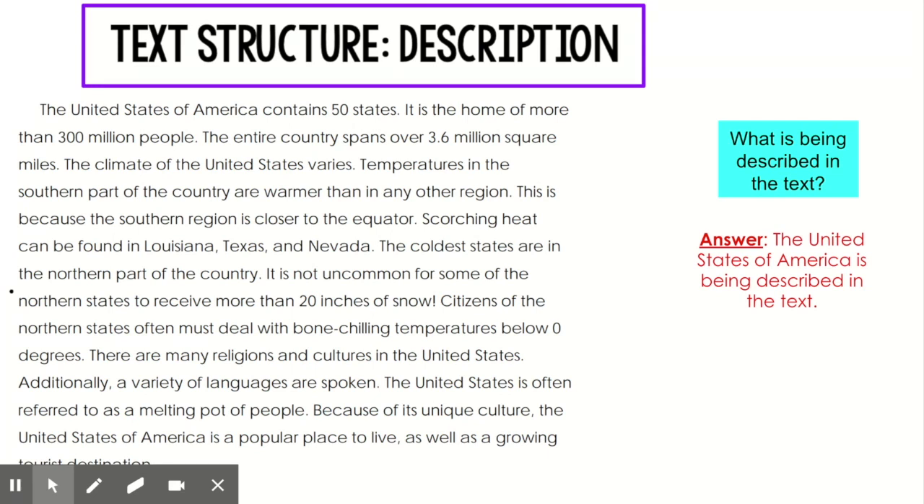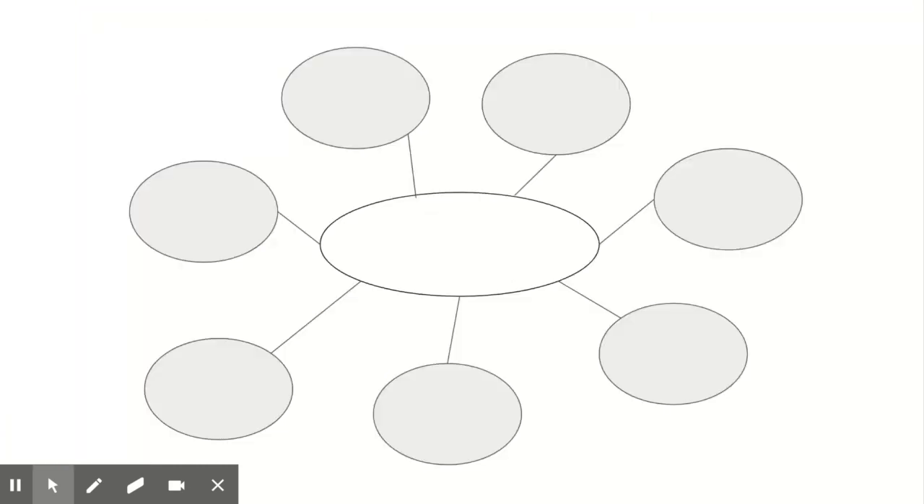Notice how I restated the question into my answer. Now that we know the United States of America is the main topic of this text, we can go ahead and fill in the center circle of our web. Like we said, the main topic that was being described in this passage was the United States of America. So in the center circle of your web, you should have written the United States of America.